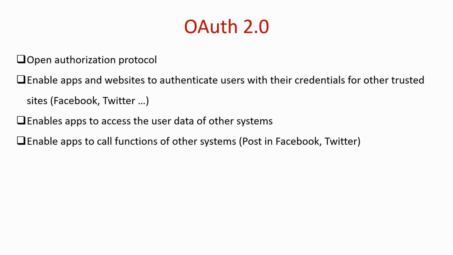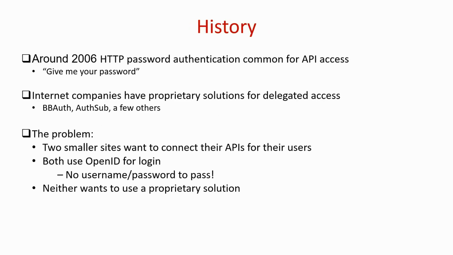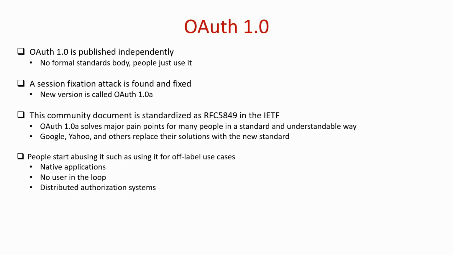So OAuth 2.0 is an open authorization protocol. It enables apps to exchange credentials for trusted sites. A little bit of history. The motivation came around in the mid 2000s with the explosion of mobile phones and mobile phone apps. As the number of applications started to increase, these applications wanted to talk to each other, and there was no standard way for them to exchange security credentials. So they started to invent proprietary solutions to talk to each other. But as the number of applications grew, this became more and more challenging, and there came OAuth 1.0.